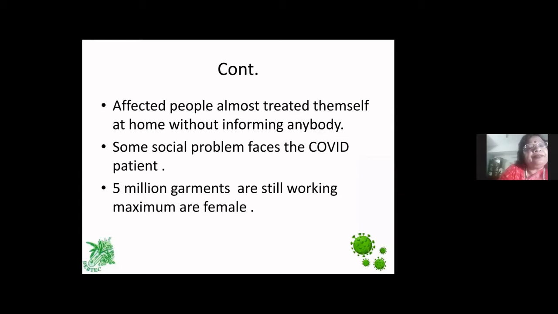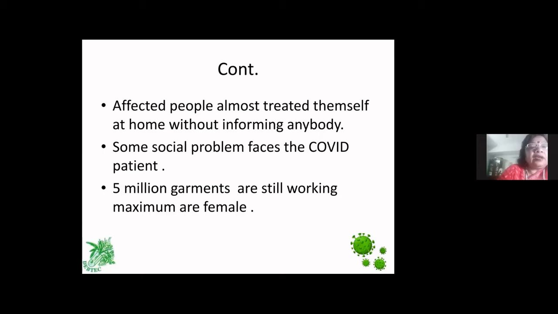COVID patients also face social problems because people have a misunderstanding that a COVID dead body can spread the virus. I have written an article in a newspaper that it does not spread like this, but it is a real social problem. If anybody is affected, they don't want to tell anybody, even friends or relatives.